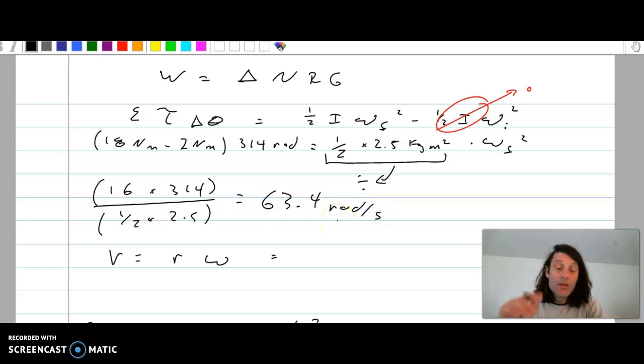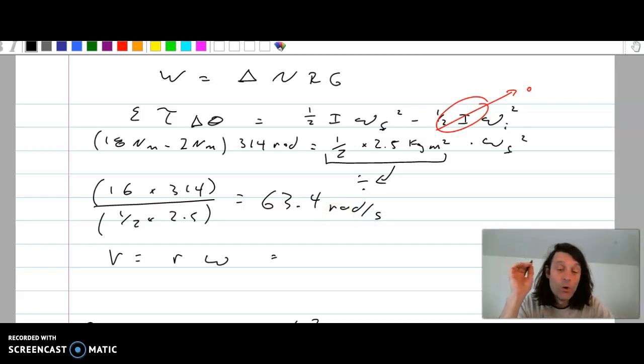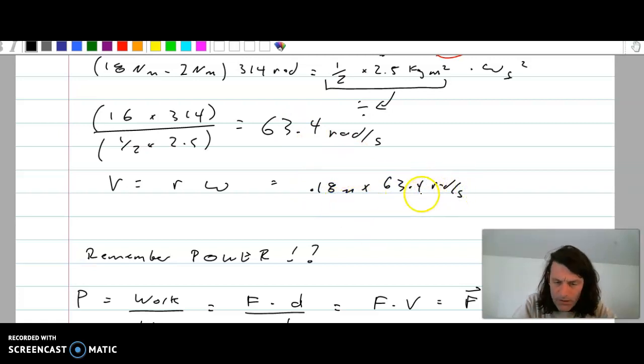All right, so that's the speed at which that bicycle wheel is rotating. That is an omega, a rotational velocity. And if you remember, linear velocities are nothing more than those rotational velocities multiplied by however far you are from the center. So it is 0.18 meters multiplied by that 63.4 radians per second. The radians, again, is nothing. That's how you end up in meters per second. That quantity ends up being 11.4-ish meters per second.